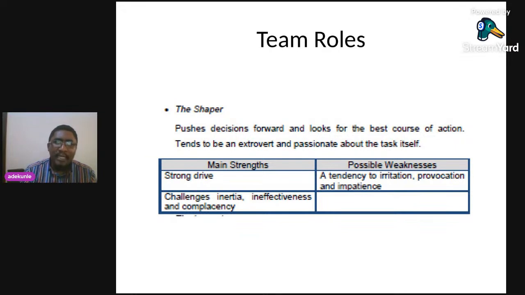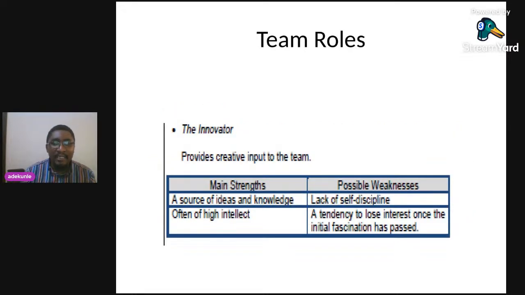You know. Then you have a shaper within the team. What is the work of a shaper? The shaper pushes decisions forward, looks for the best course of action, tends to be an extrovert, and also is passionate about the task itself within the team role. And the strength of this person is that they have a strong drive. Challenges are inertia and ineffectiveness. One of the weaknesses they have is a high tendency to be provoked easily, and they can be impatient. You know, when you look at people who have this character, they are extroverts in nature.